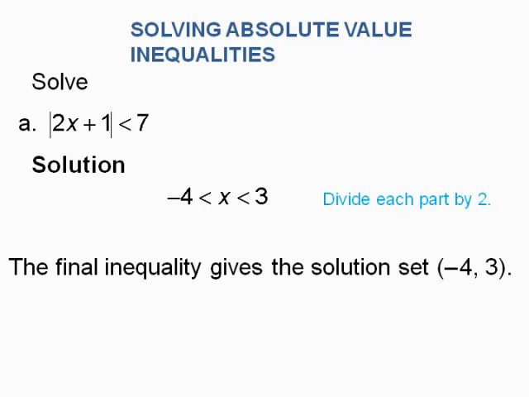Now remember, you have to write this in interval notation. So numbers between -4 and 3 are written in interval notation as (-4, 3). Why parentheses? Because it does not have the equal to in the inequality.